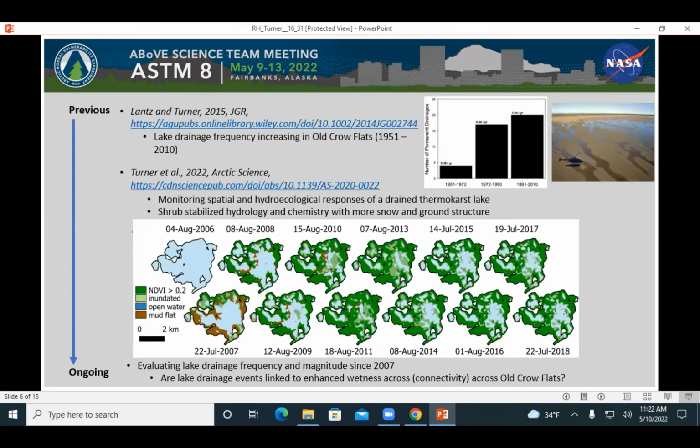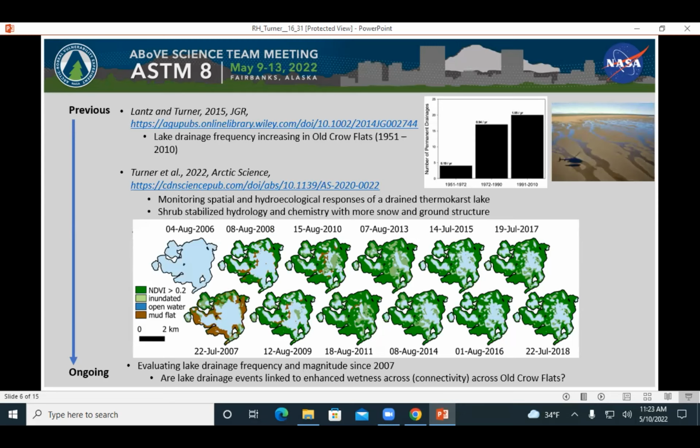Okay. So in addition to monitoring what's going on downstream, we're also tracking some of these changes on the landscape, what might be influencing those downstream conditions. My colleague Trevor Lance and I put a paper out in 2015 where we saw an increase in the frequency of lake drainage events. So, fast forward, we need to update this because it really only goes up to about 2010, and I'll come back to that.